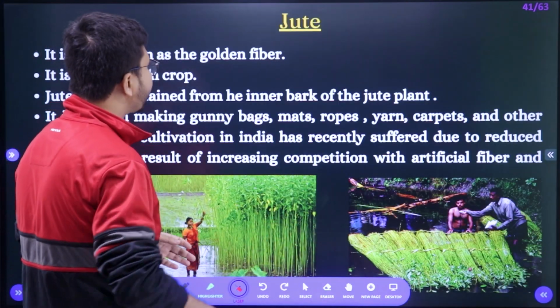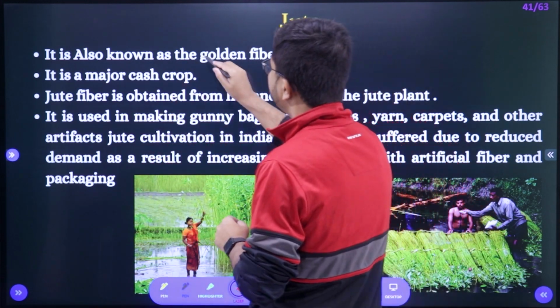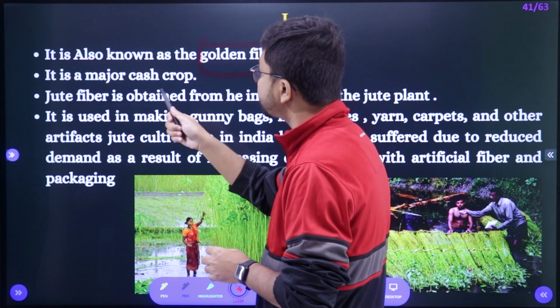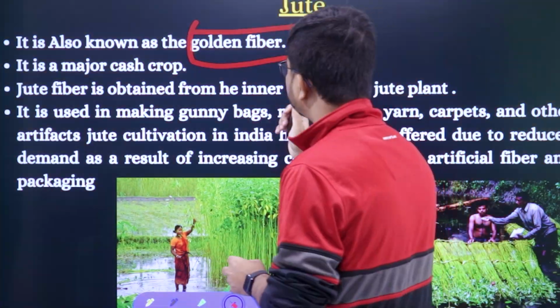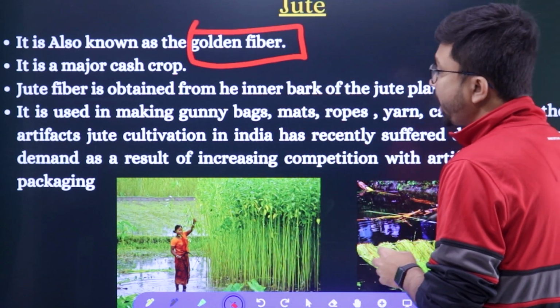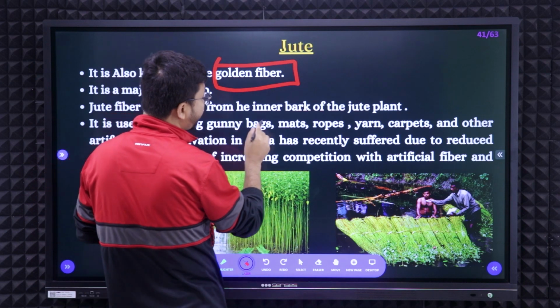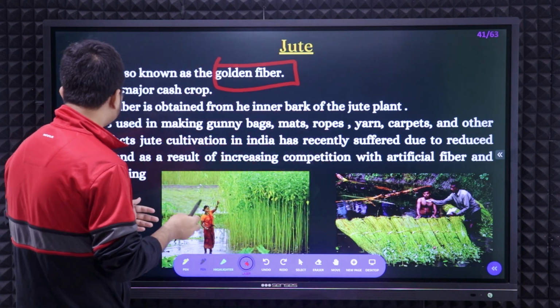Now next we'll discuss jute. It is known as the golden fiber. Please mark the term, as it may be given in your MCQ. It is a major cash crop. Jute fiber is obtained from the inner bark of the jute plant. It is used in making gunny bags, mats, ropes, and for different purposes we are using jute, right?